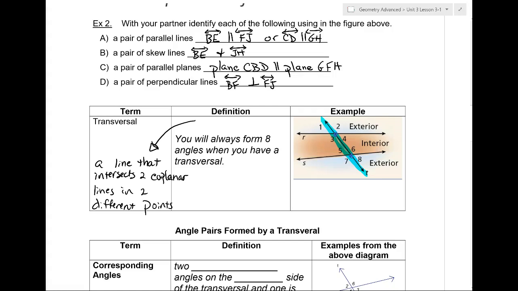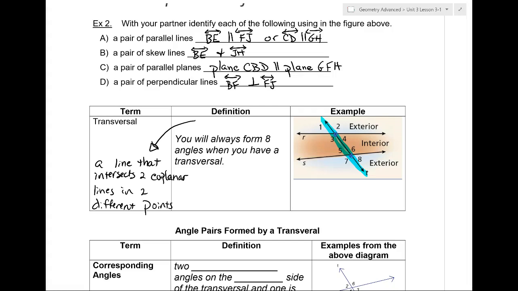Now, there's some things you need to know about a transversal, some major terminology. When your transversal is between its 2 lines, you see the dark brown that I have here, and for you guys it's like a darker gray on your worksheet. That's called interior. So when I look at angles 3, 4, 5, and 6, those are interior angles.